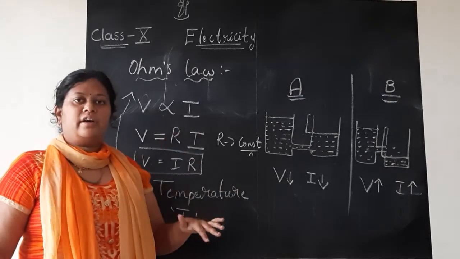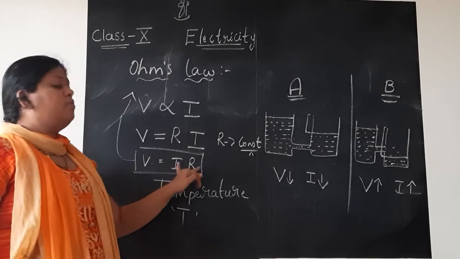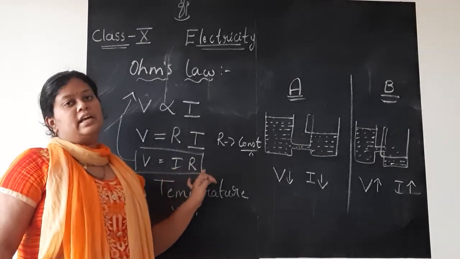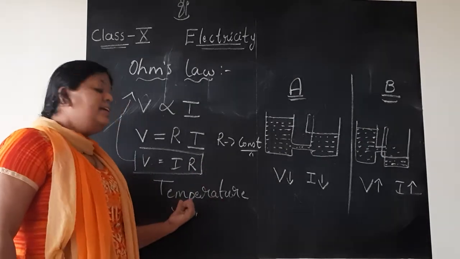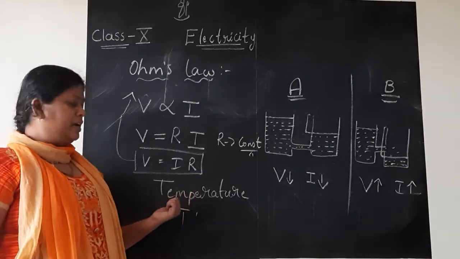That is how we can write the mathematical form of Ohm's law, if at all we are asked. V is equal to IR, and explain the terms. V is voltage in volts, I is current in amperes, R is resistance in ohms. Like that you need to define. Provided the temperature is constant is the last sentence in this statement.